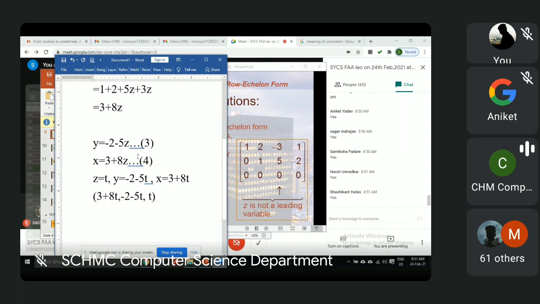Did you understand where I got this parameter t from? It has come only because I did not have a leading variable 1 over here. It was 0. This was missing. I had only 2 equations and 3 unknowns. Hence I got this. Is this point clear? Why do I say it is parametric and it has infinitely many solutions?